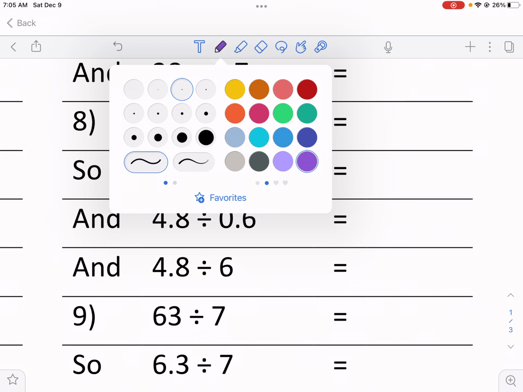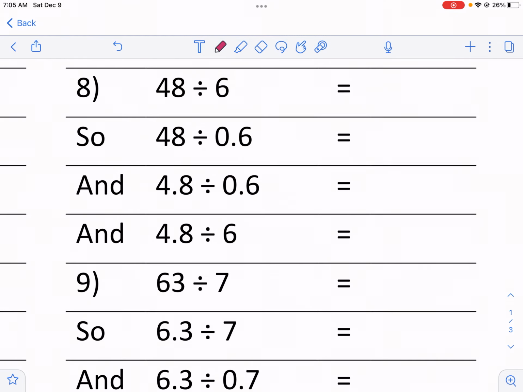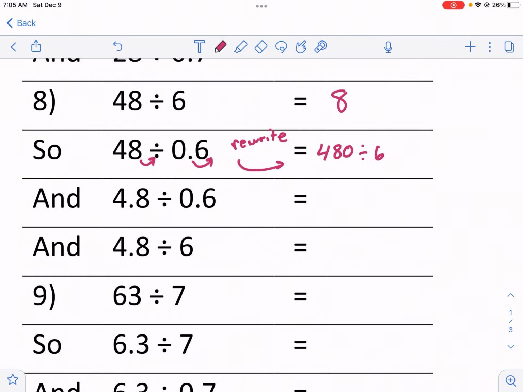So with number 8, let's use this pink color. We have 48 divided by 6. That gives us 8. Then we have 48 divided by 0.6. This time we're dividing by the decimal right away. So I need to move that over first. If I move that one over, I also have to move that over. So my new problem is 480 divided by 6. I would recommend rewriting the problem. If you don't rewrite it, sometimes you're going to make mistakes, and you're not going to put the decimal in the correct spot. So, of course, that's going to be 80.